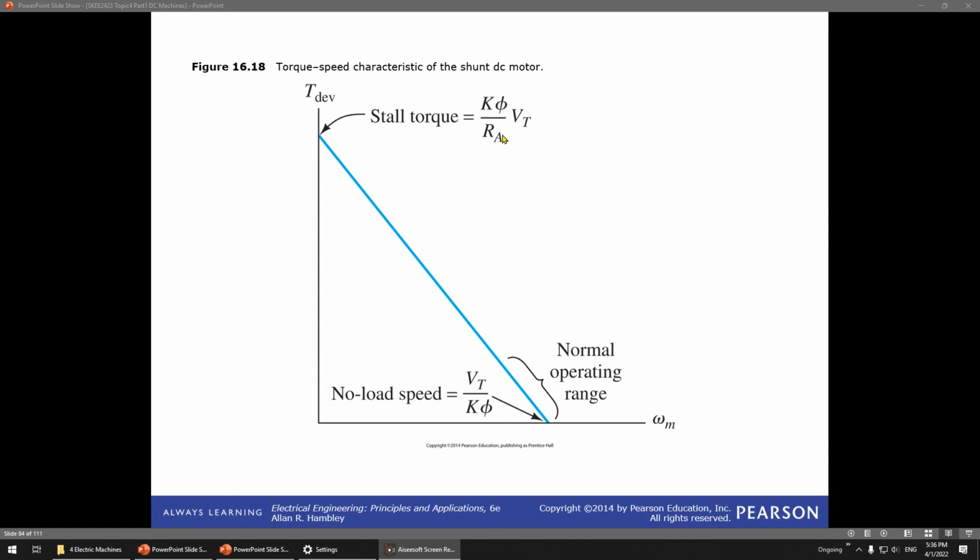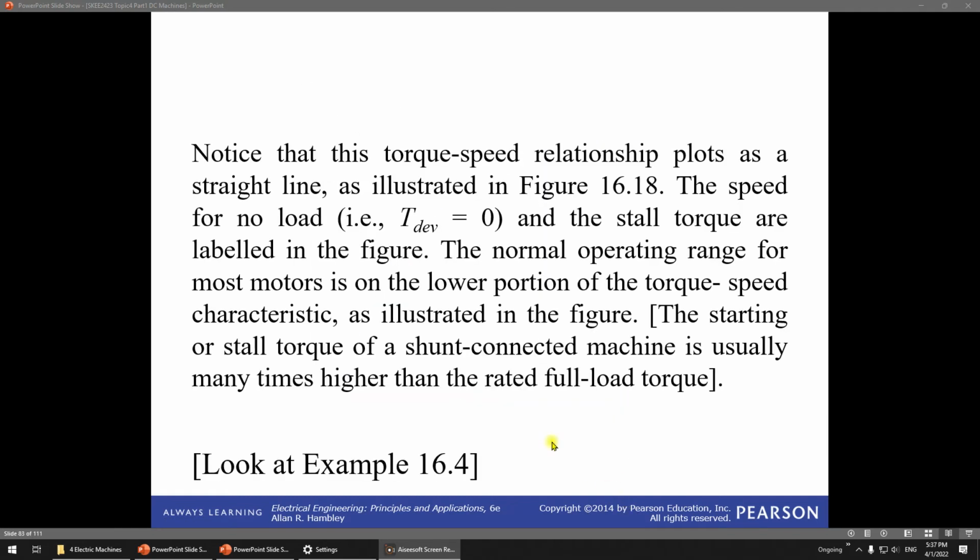The stall torque equals K flux divided by RA times Vt. The no load speed equals Vt divided by K flux. Make sure you know the y-axis and the x-axis. This is the characteristic. The speed for no load, where T developed equals 0, and the stall torque are labeled in the figure.